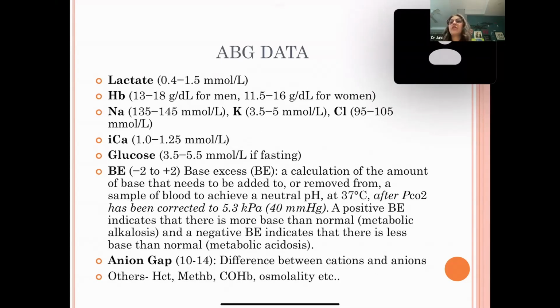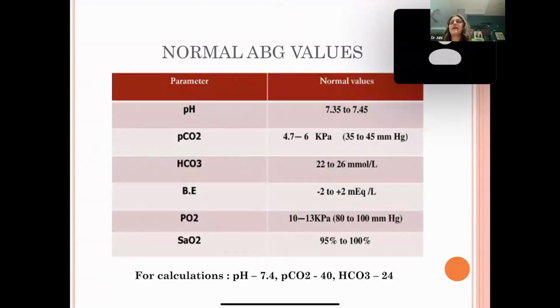Lactate, hemoglobin, sodium, potassium, chloride, ionized calcium, glucose, anion gap, hematocrit, methemoglobin, carboxyhemoglobin, and osmolality can even be seen on some of the ABGs. Base excess is also an important finding. What does it mean? It's the base that needs to be added to or removed from a sample of blood to achieve a neutral pH. So if it is a positive base excess, there is more base, that means metabolic alkalosis. And if it is a negative base excess, there's less base, that is metabolic acidosis.